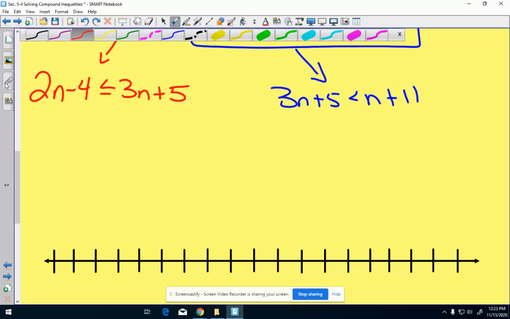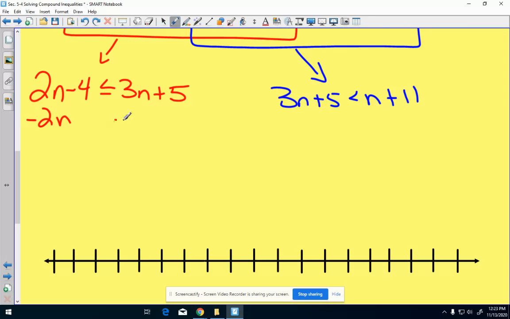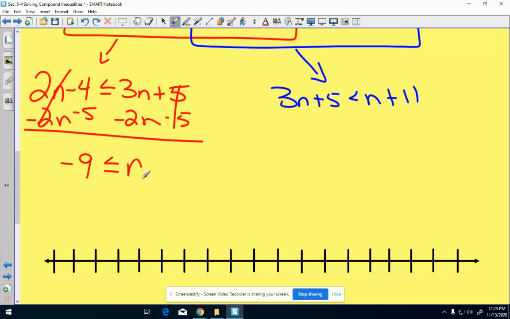That up there originally, that's an 11. You wrote it as a 1. Well, you have it as 11 here. Very good. All right, so join your like terms. I'm going to kind of combine these at the same time. That'll leave me with -9 is less than or equal to n. So there's 1.